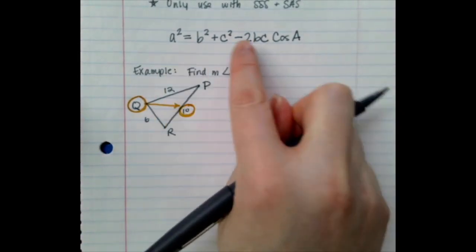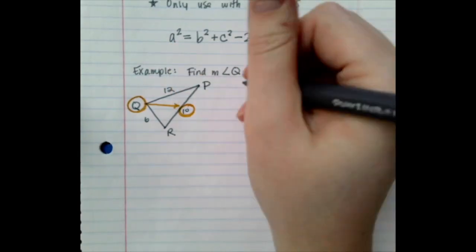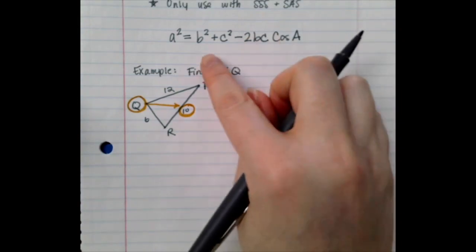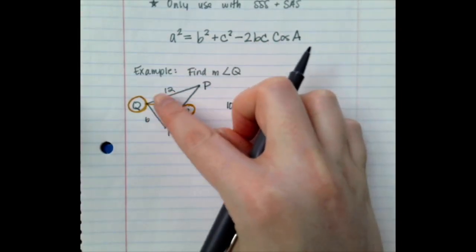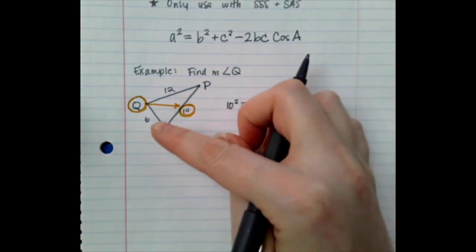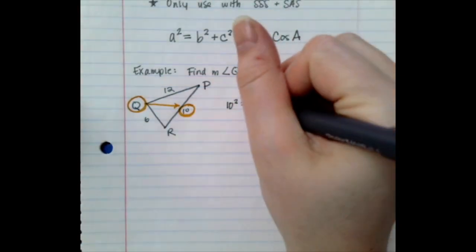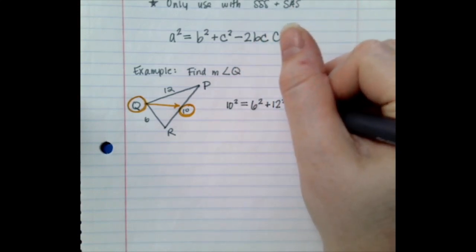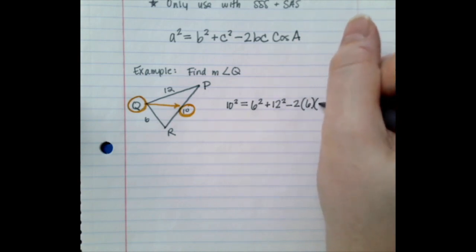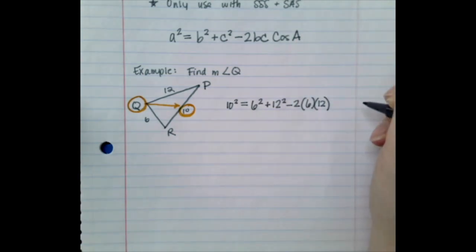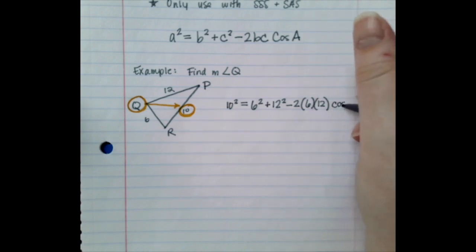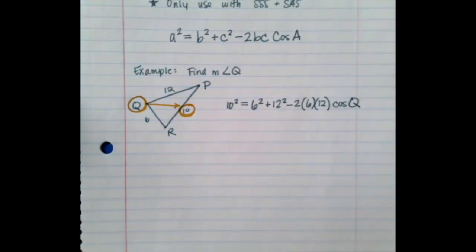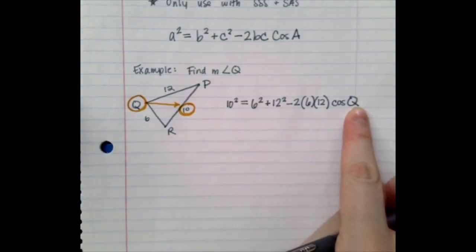In the formula, we always start with the side that we care about. So we have 10 squared. And then we have the other two sides, and it doesn't matter what order you choose. Like I said in the last video, I just start with the smallest one. So I'm going to do 6 squared plus 12 squared minus 2 times 6 times 12. And then I have the cosine of the angle that we care about. The angle that's circled is Q, which I don't know, so I'm just going to put Q. Or if you wrote an X there, you can put X there as well.